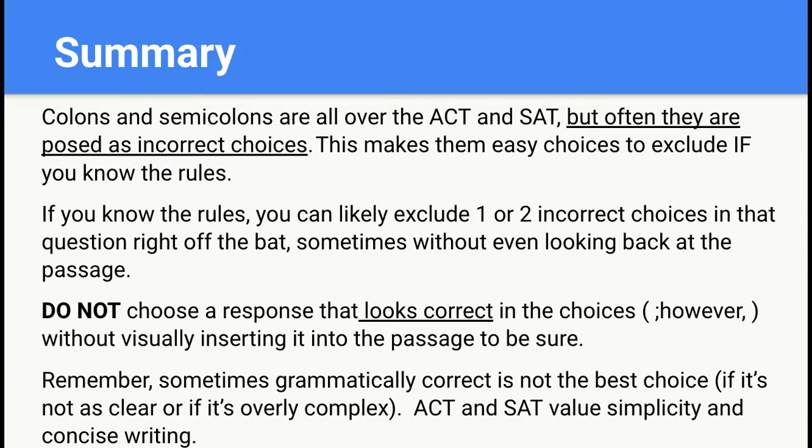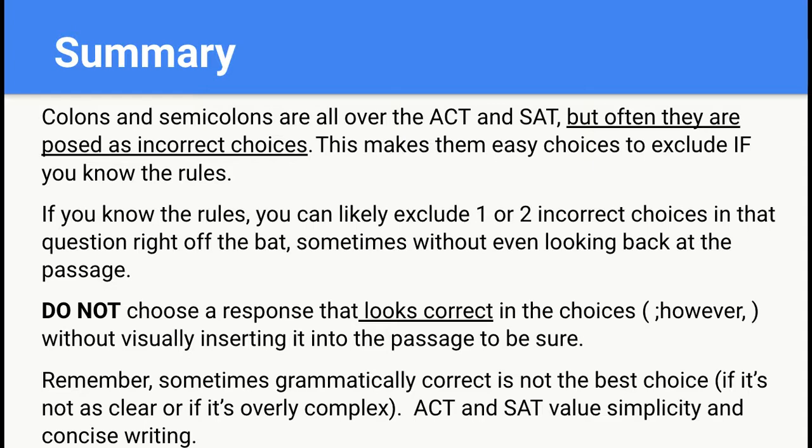So try to keep in mind, you're going to see these all over. And oftentimes they're in the list of choices and are completely wrong and irrelevant. And now you can just cross them off, which is awesome. And that's the beauty of it. If you just keep these rules in mind, you're going to say, okay, I know that's wrong. I don't even need to, that's impossible. Semicolon and, that doesn't work. I don't even need to look back at the passage.